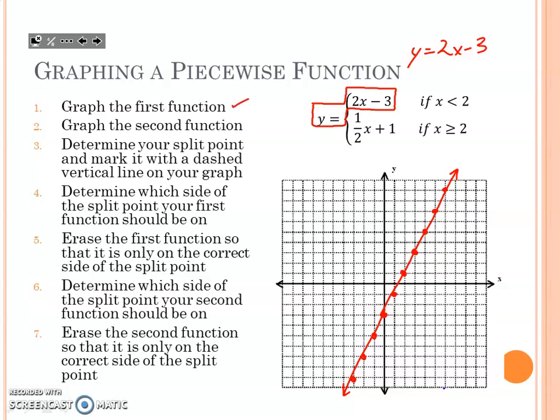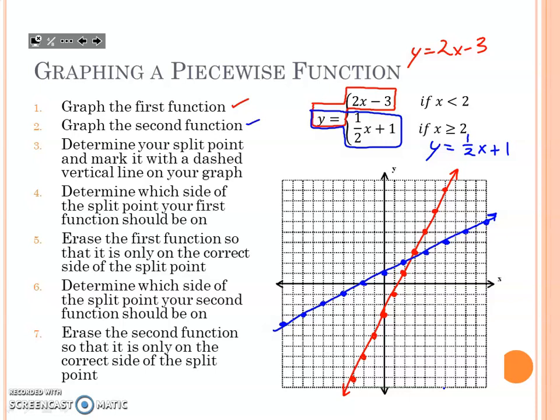Check. Now we need to graph our second function, which is y equals 1/2 x plus 1. We've got a y-intercept at 1, and my slope is 1 over 2. So up 1 to the right 2, up 1 to the right 2, and I can do the same thing going down 1 left 2. These lines are going to cross, which is not a big deal. Remember, draw lightly so that we can get rid of them if we need to. That graphs our second function.